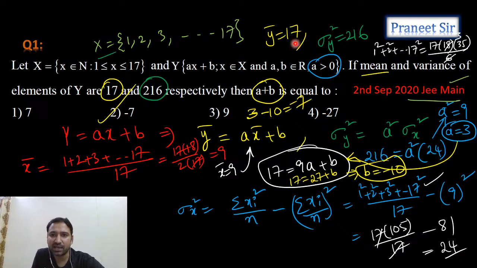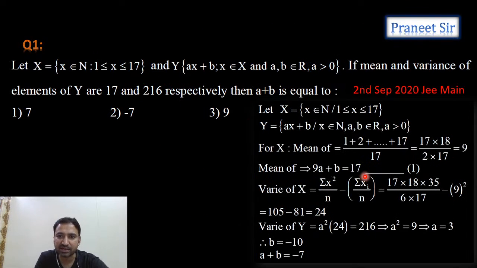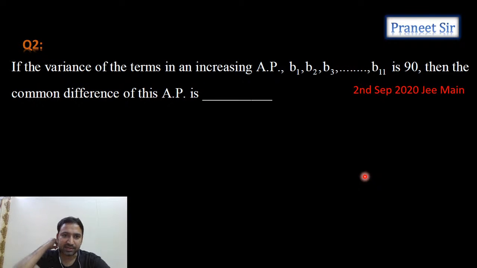From this, x bar, the average of the 17 numbers, which is the mean, 9, we calculated. Same way, variance we calculated, we got 24. So these values we are substituting here. If the relation between y and x is y is equal to ax plus b, then the mean of y is a times the mean of x plus b. Same way, sigma y square is a square times sigma x square. By using these two facts, we substituted and got the a value and b value. Sum of these two we calculated. Clear?